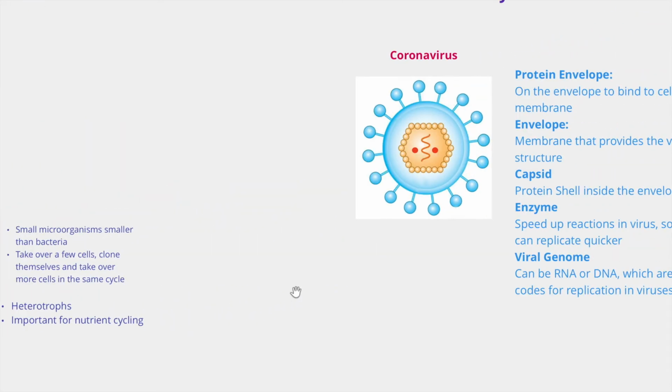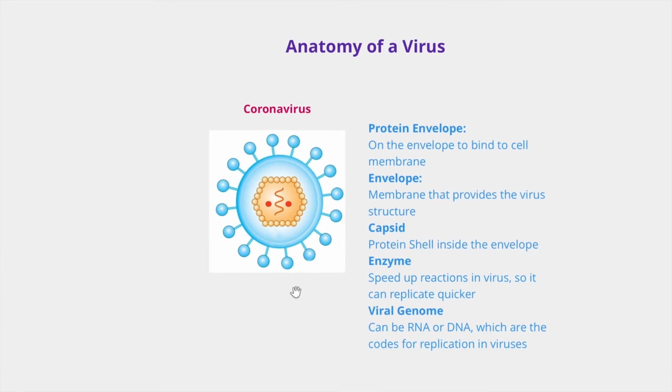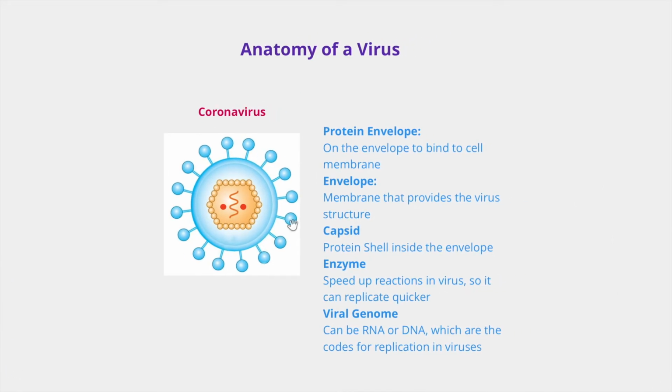Now, let me briefly explain the anatomy of a virus. First, there is an envelope protein, or there are more than one envelope proteins, which are these balls sticking out from the surface of the virus, and they bind to host cell membranes to allow the virus to creep into the cell. And in coronavirus, we call these spike proteins, but this is a weird virus that is neither coronavirus or any other virus.